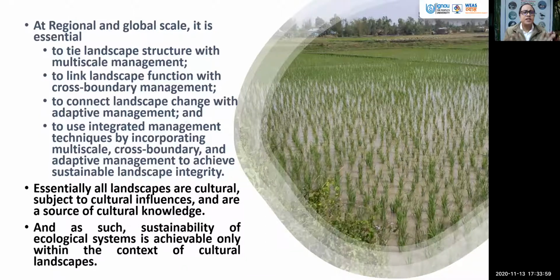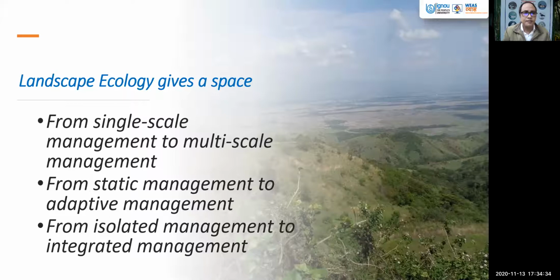If you look into the landscape, wherever you go, you will see that the landscape is influenced by the cultural identity and cultural norms of that particular region or place. So we have to understand the cultural knowledge of the particular region if we want to bring effective natural resource management. That is why we need to understand landscape ecology, right?